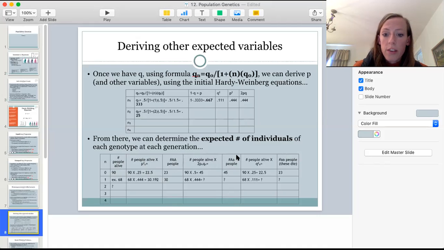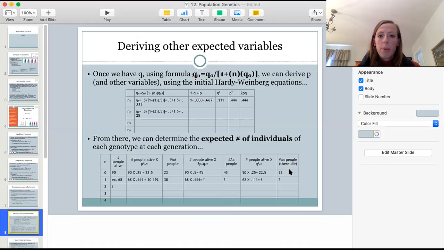Same for the heterozygote people, the heterozygote individuals. You multiply the total number of people alive in that generation, we're starting with 90, by the frequency of 2PQ individuals, and you get a number of people then, okay? And the same thing, 90 people times Q squared at that generation gives you the number of people who are homozygous recessive, okay?